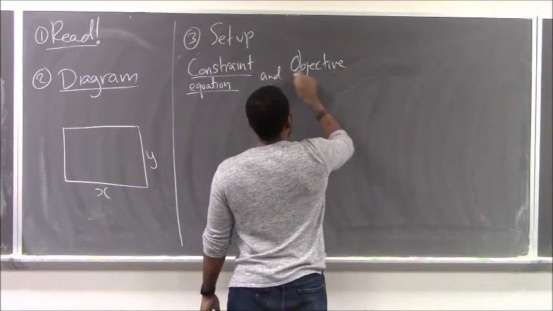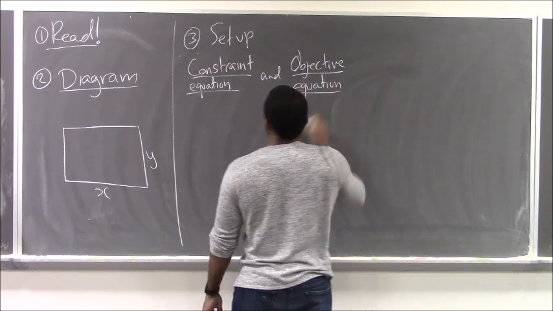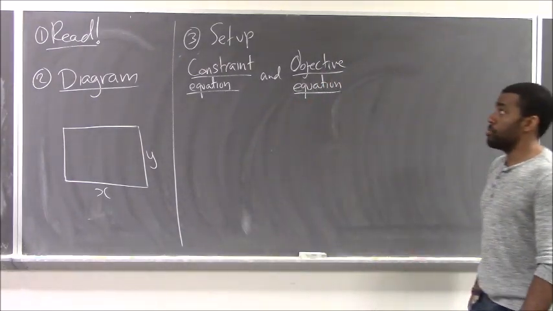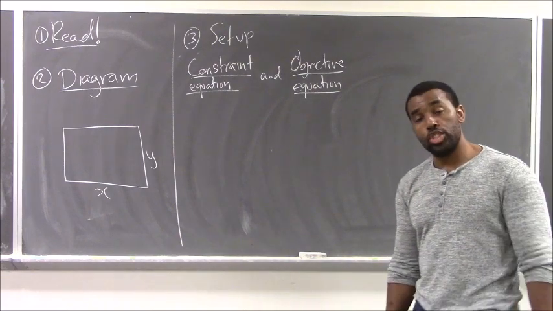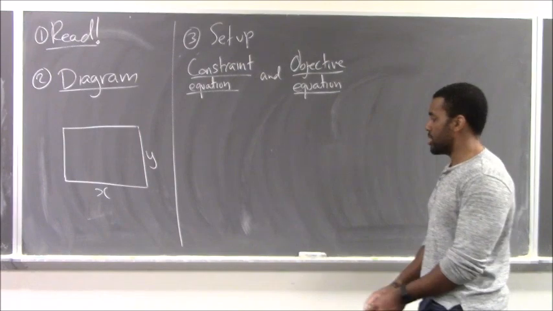So in related rates, we only set up one equation. Here, you actually need to set up two equations. You need to set up the objective equation and the constraint equation. And these two equations actually try to look at different things.